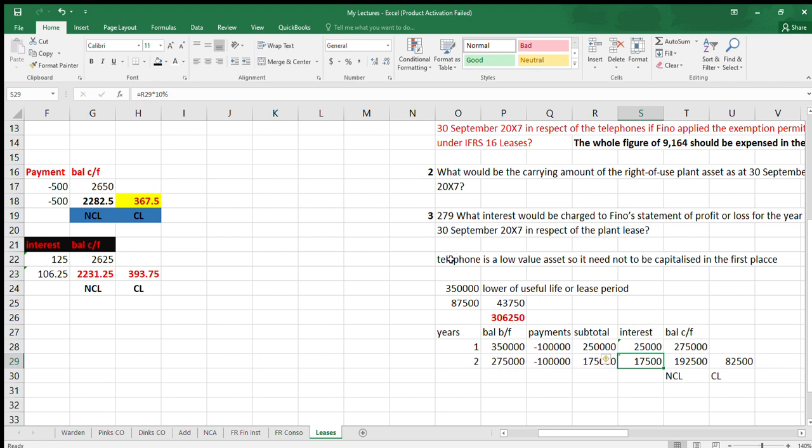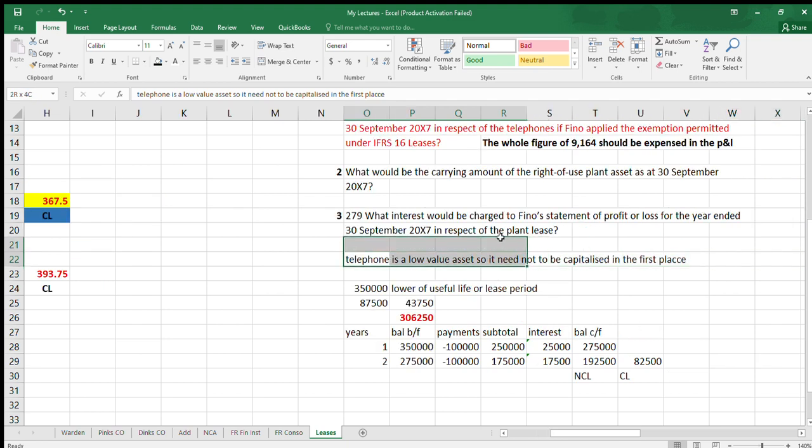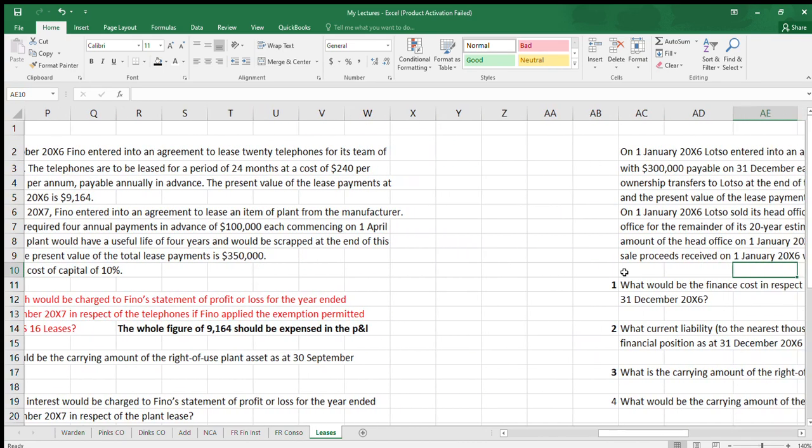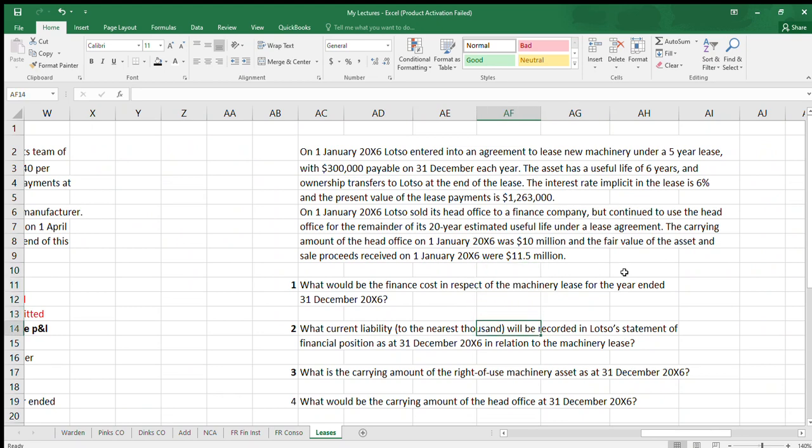Telephone is a low value asset, so it need not even be capitalized in the first place. So you have to expense the full figure. That's all. Another question.